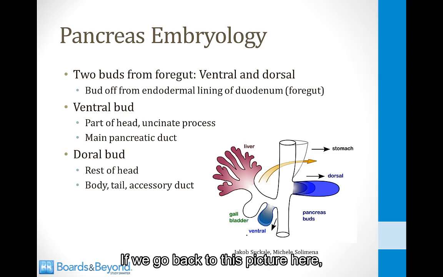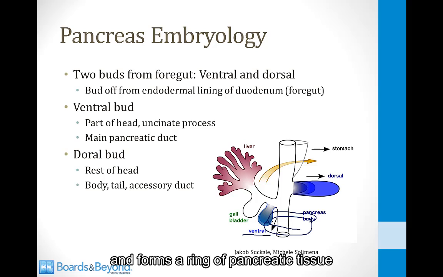If we go back to this picture here, imagine if this ventral bud from the foregut wraps around the duodenum in this way and also in that way and forms a ring of pancreatic tissue that can potentially constrict the duodenum and lead to a bowel obstruction. This would present as distension and abdominal pain typical of a small bowel obstruction, but at surgery, a ring of pancreatic tissue would be identified surrounding the duodenum, and that would tell you that you're dealing with an annular pancreas.